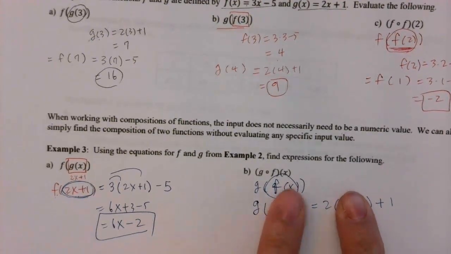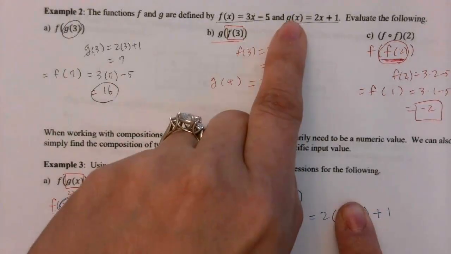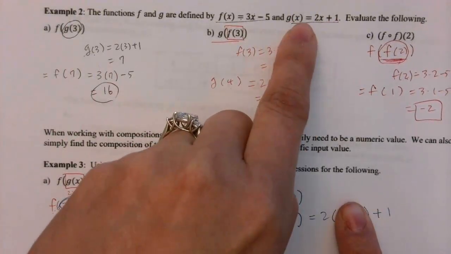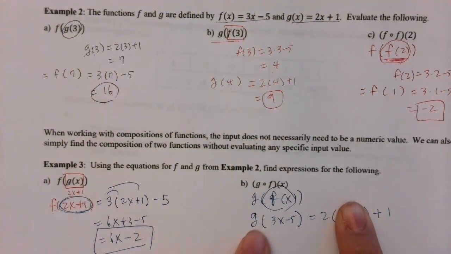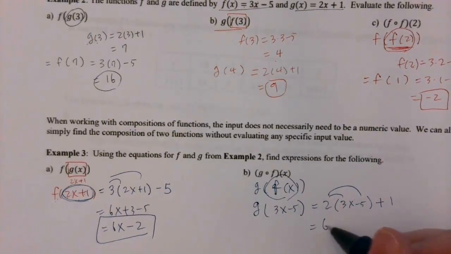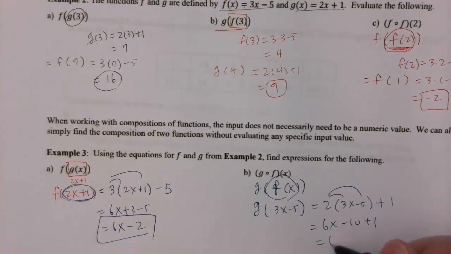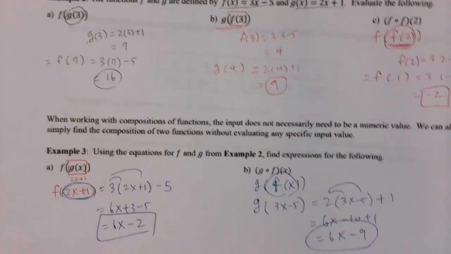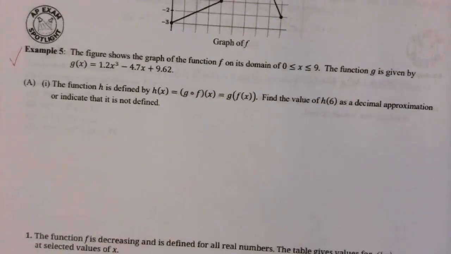You see what I'm doing? g of x is 2x plus 1. g of input is 2 times the input plus 1. And I just put that 3x minus 5 in there. I got 6x minus 10 plus 1, which is 6x minus 9. Okay? All right, let's look at the next problem.